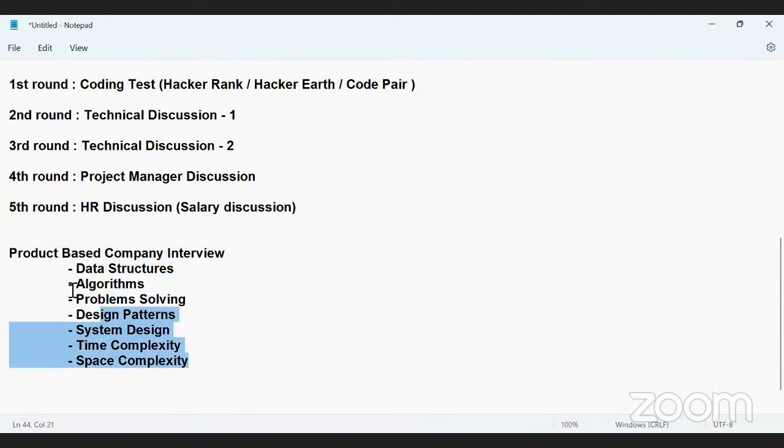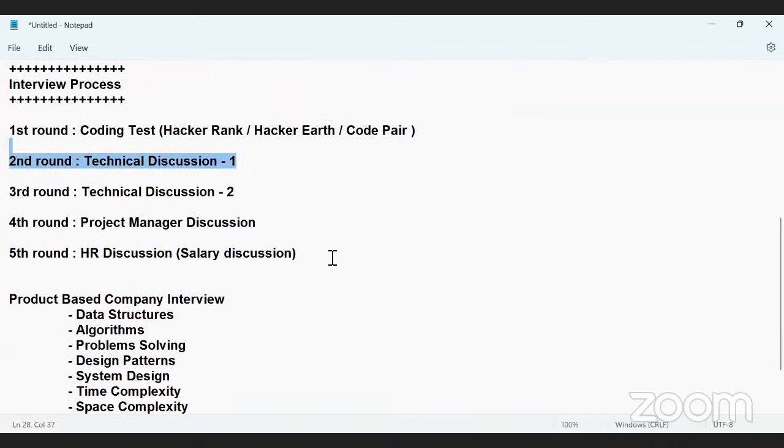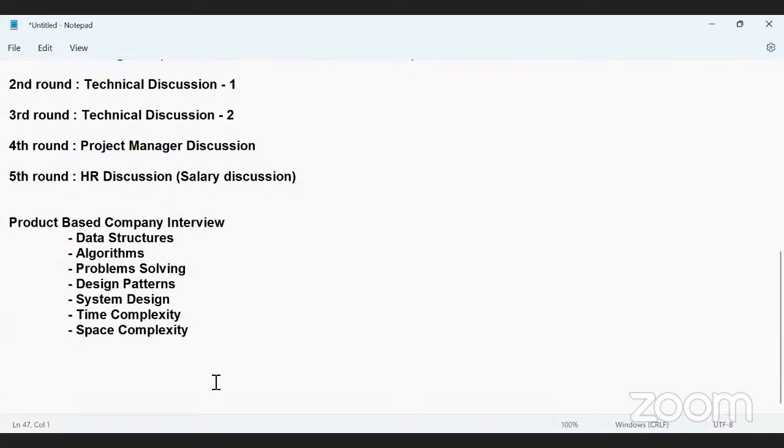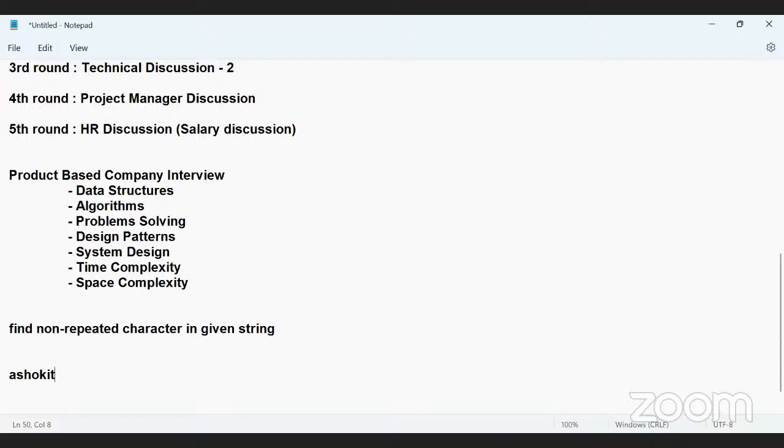And in the product based company interview, more coding rounds will be available. Technical discussion means it is a coding round only. They will give one problem, and they will ask you to write the solution for that. For example, they may give you one program: find the first non-repeated character in a given string. For example, I am giving you one string as Ashok IT.